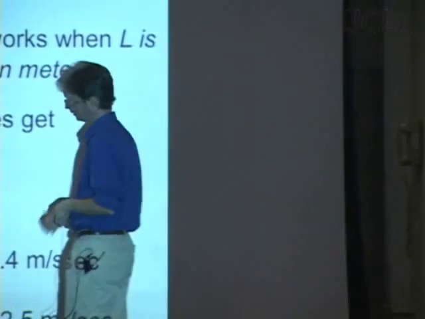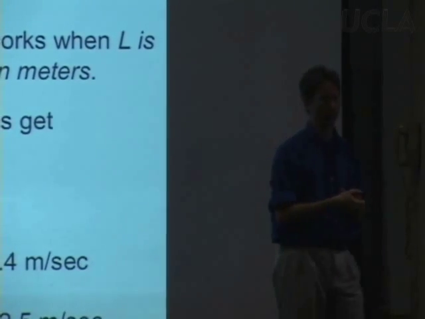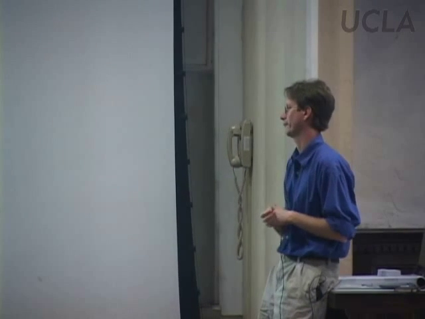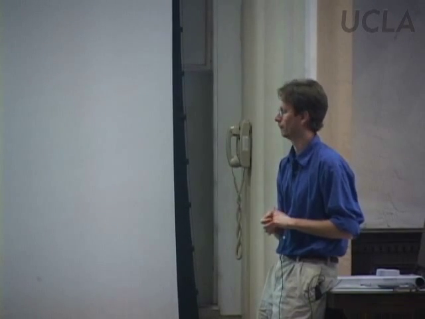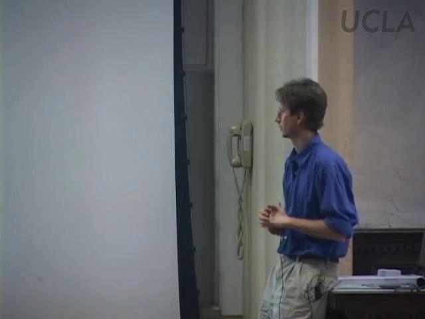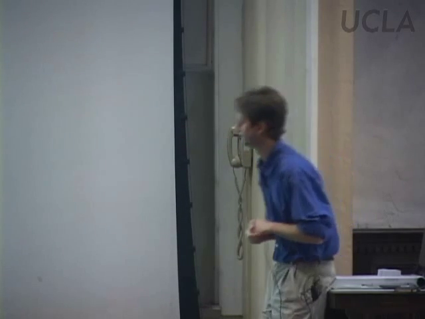If that wave has a speed of 0.4 meters per second and it has a wavelength of 0.1 meters, then it's going to have a period of 1/4 of a second and a frequency of about 4, okay? Because 4 waves pass any given point within a second.